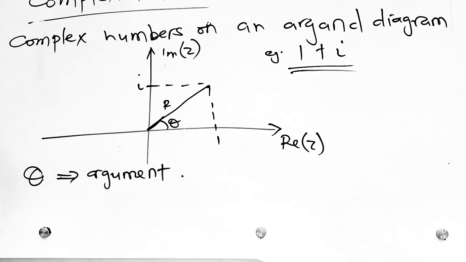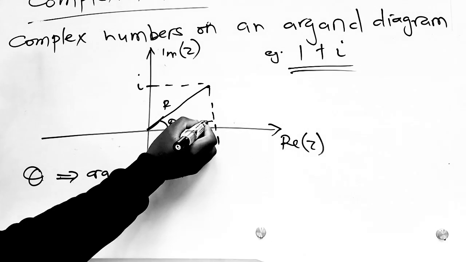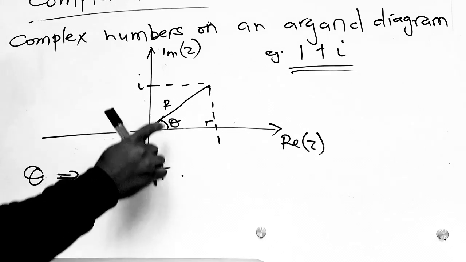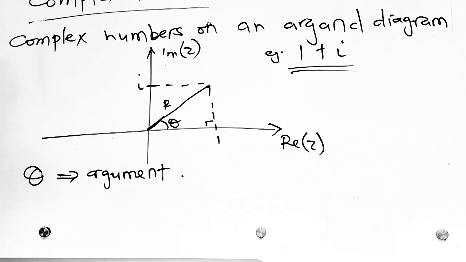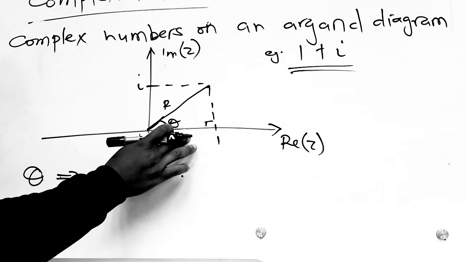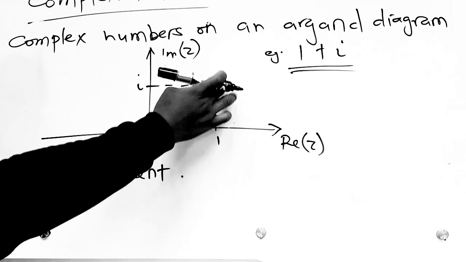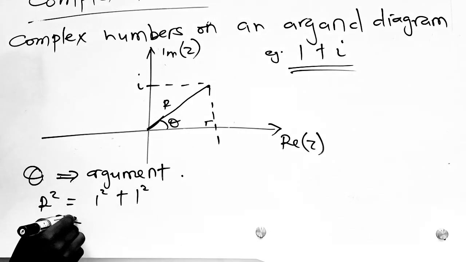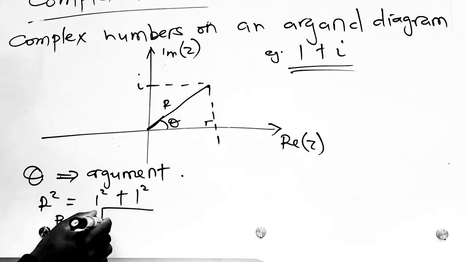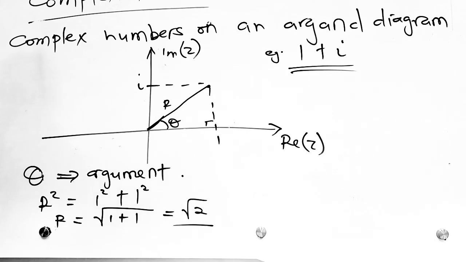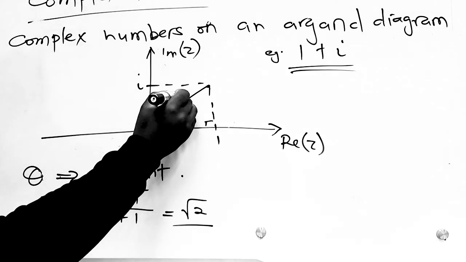To calculate that modulus, we need to use Pythagoras theorem, since we have 90 degrees there. So r squared is equal to 1 squared plus 1 squared, since it is 1 unit in each direction. So r is equal to the square root of 1 plus 1, which is the square root of 2.